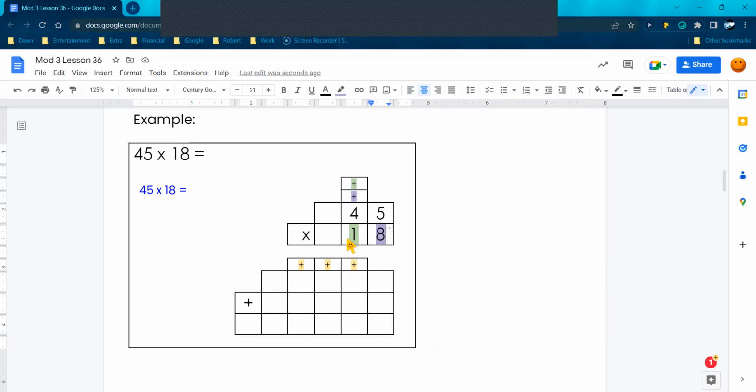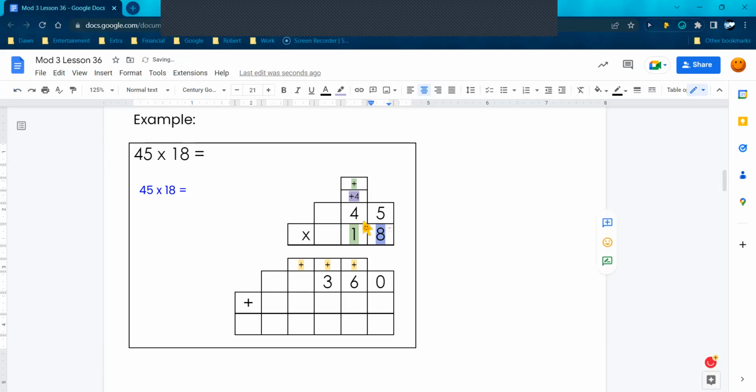So right here we have 8 times 5, which is 40. I drop my 0, and I carry my 4. 8 times 4 is 32, plus 4 is 36. So I'm going to go ahead and write 36. I am now done with the 8. So technically now, because I'm done, this becomes a 0. So now we're going to do 10 times 45.